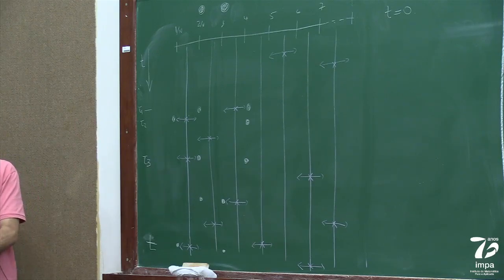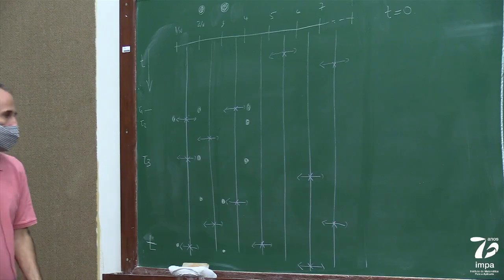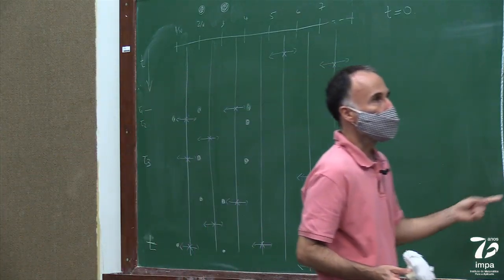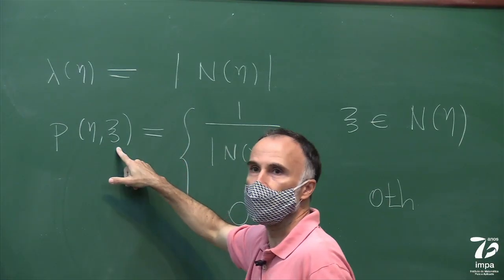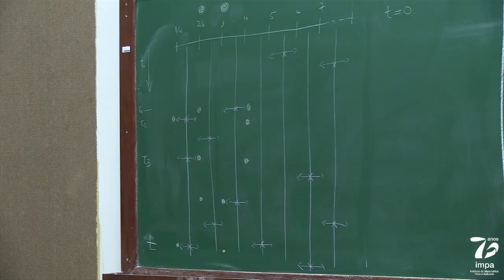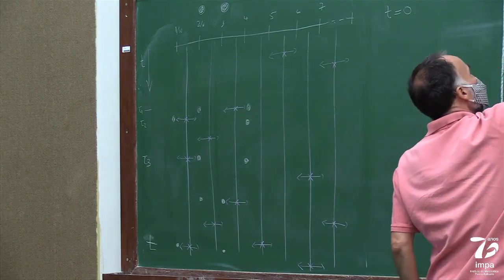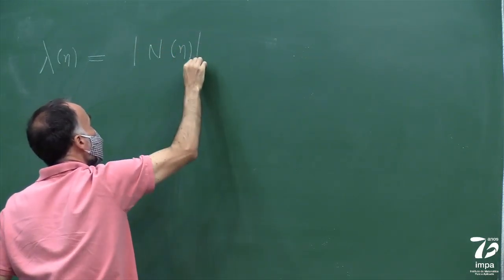And now let me convince you that indeed what we observe is an exclusion process. Let me prove that indeed my construction gives me lambda of eta equal to the number of neighbors and p of eta equal to the uniform measure. So my claim first is that lambda of eta is equal to the number of neighbors of eta.